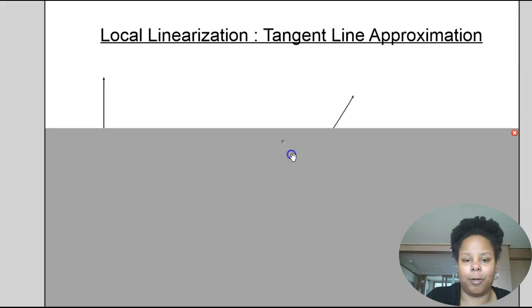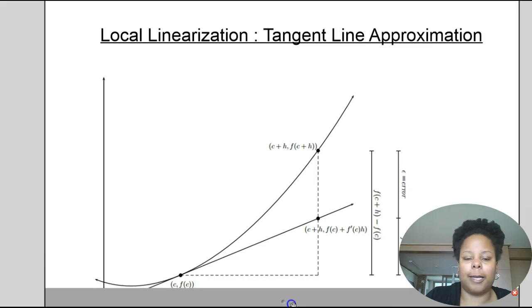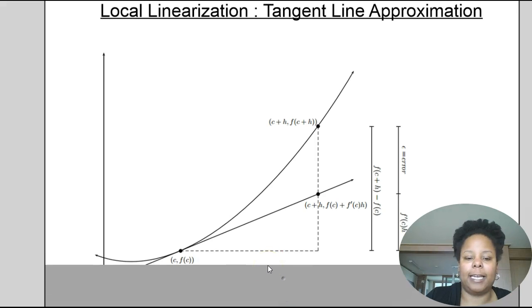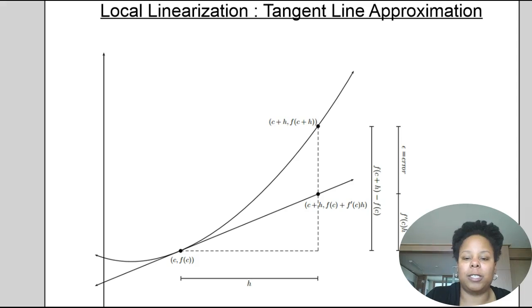So if you remember, when we started talking about the derivative and the tangent line, the derivative of a function is the slope of the tangent line of the function at that point. As you can see here, this seems to look like the graph of what's going on. And as you can see, the function, this curve, is not the same as the tangent line.